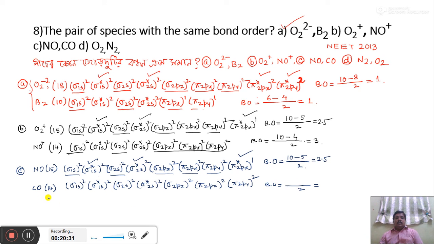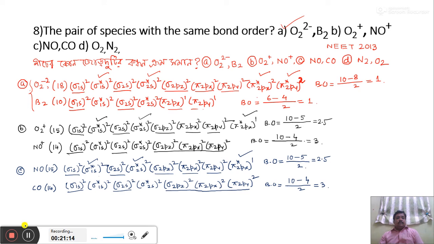In case of CO, it contains 14 electrons. Its electronic configuration is sigma 1s2, sigma star 1s2, sigma 2s2, sigma star 2s2, sigma 2pz2, pi 2px2, pi 2py2. This contains 5 BMO. These 5 BMO contain 10 electrons, and this CO contains 2 ABMO, sigma star 1s and sigma star 2s. This contains 4 electrons, so its bond order value is 3. Bond orders of NO and CO are different, so these are not the right answer in this question.